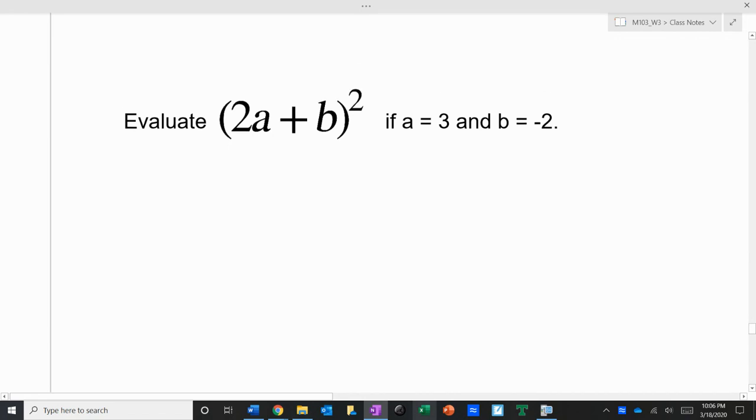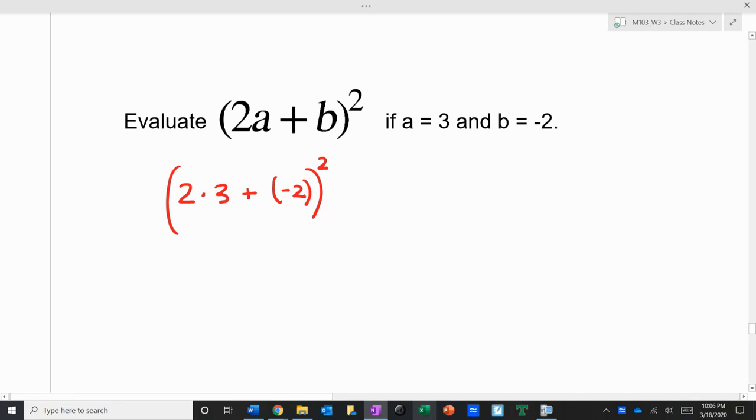Let's go ahead and do one more together like that. Write that expression down. And then we're going to go ahead and substitute in and simplify. A is 3 plus negative 2. And that whole thing is squared.